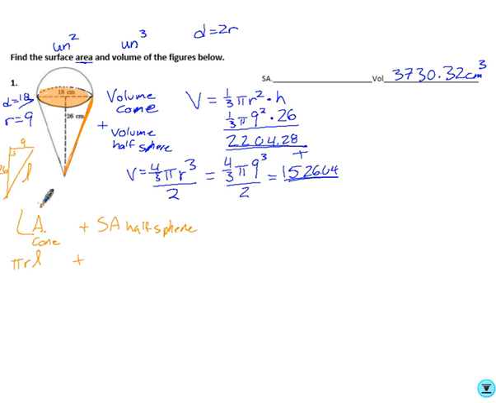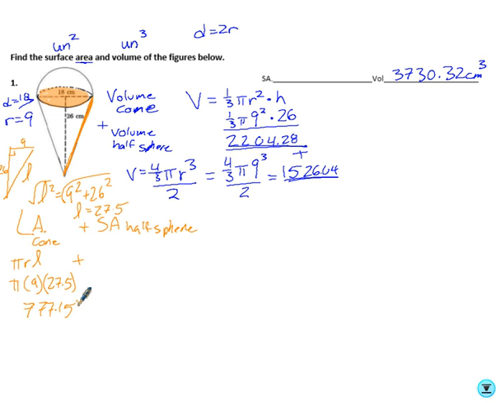So I'm going to do that work right here. I'll say L squared equals 9 squared plus 26 squared. And when I simplify that, you end up getting L equals 27.5. Again, just square these, add them, and then square root that. So L is about 27.5. The radius we know is 9. So pi times 9 times 27.5. That's going to give me my lateral area for my cone. That comes out to be about 777.15.